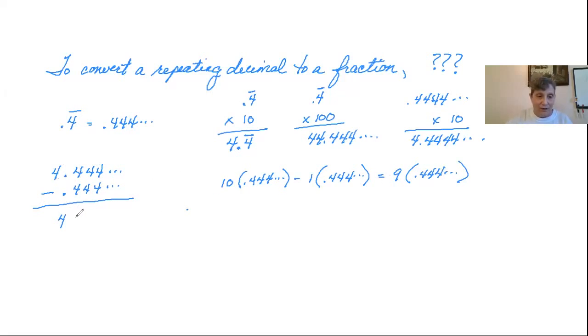So 4 equals 9 times 0.4444 forever. If I divide by 9, then I get that 4/9 equals 0.444 forever. So 0.444 forever is equal to the fraction 4/9.